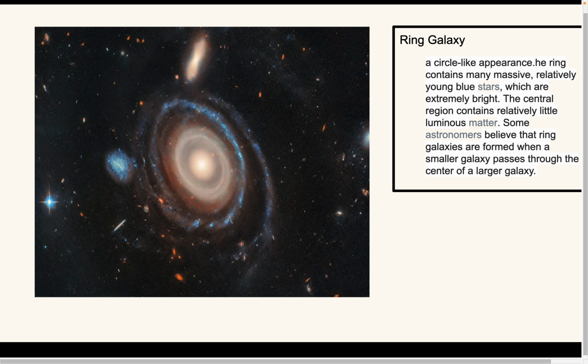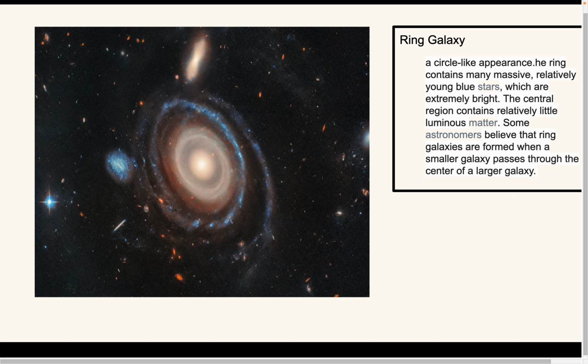The next type of galaxy is the ring galaxy. We should discuss those. Ring galaxies have, as the name suggests, a ring-like appearance. The ring contains many massive, relatively young blue stars, which are extremely bright. The central region of this galaxy contains relatively little luminous matter. Some astronomers believe that ring galaxies are formed when a small galaxy passes through the center of a large galaxy.